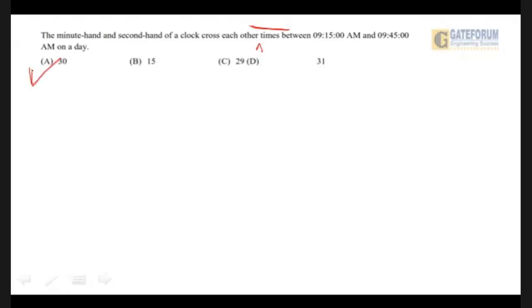Didn't think you would be taking this long. It's as simple as that. The second hand and the minute hand. Second hand, in 1 minute it will move one round, and in that one round, wherever the minute hand is, it will cross it once. So this was very, very simple. Let's move on to the next one.